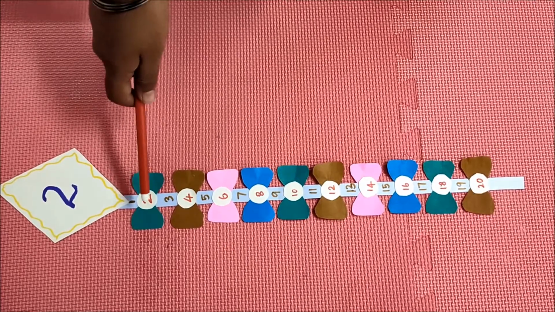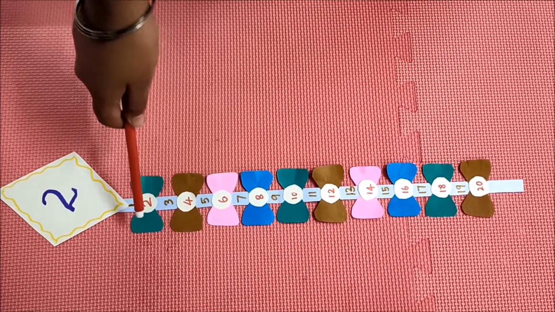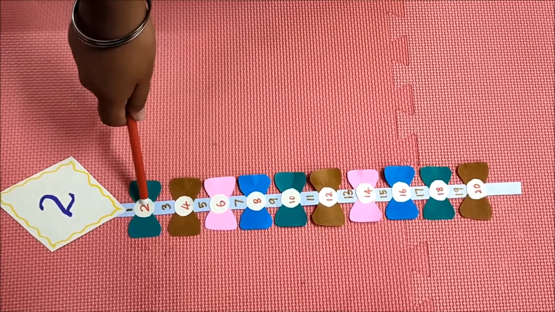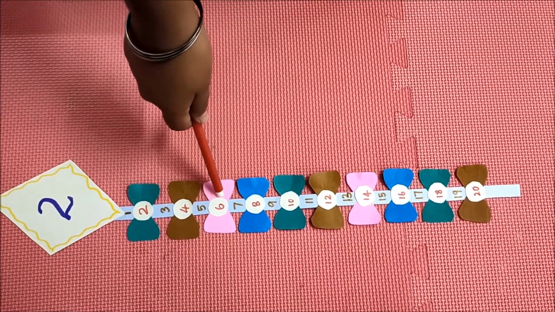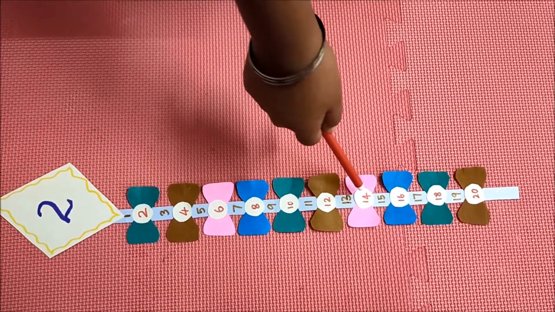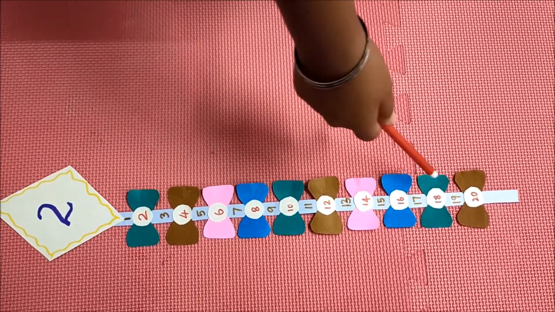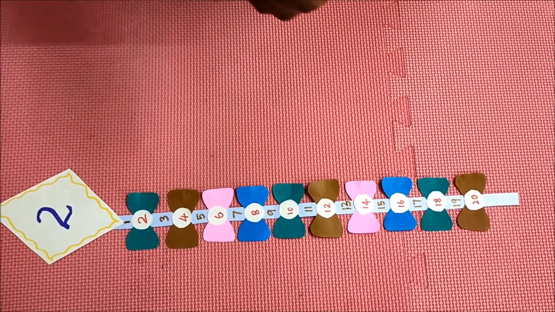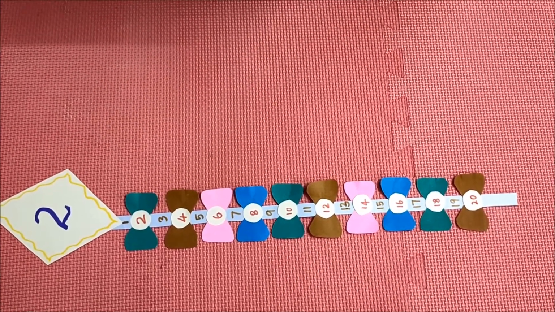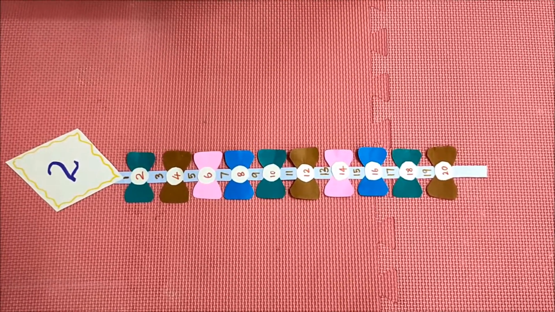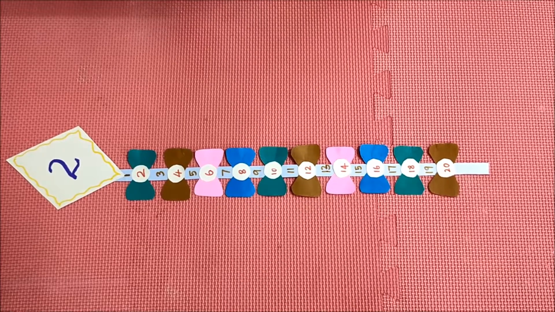Okay, the numbers that are present in the circle are the numbers we got by skip counting by twos. So 2, 4, 6, 8, 10, 12, 14, 16, 18 and 20. These are the numbers we got using skip counting by twos. So also we can learn tables using this skip counting by twos.